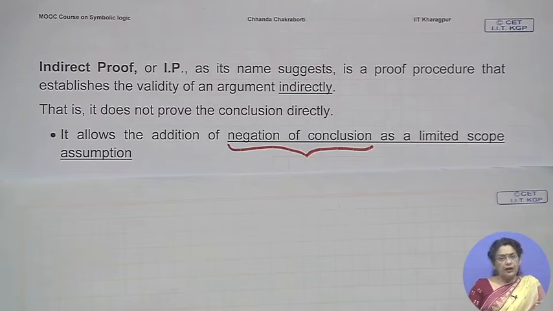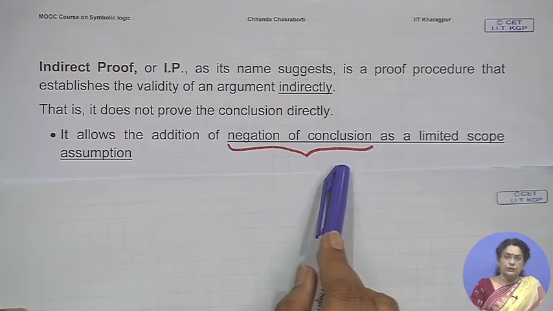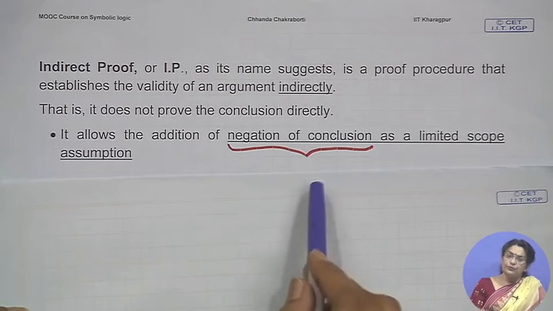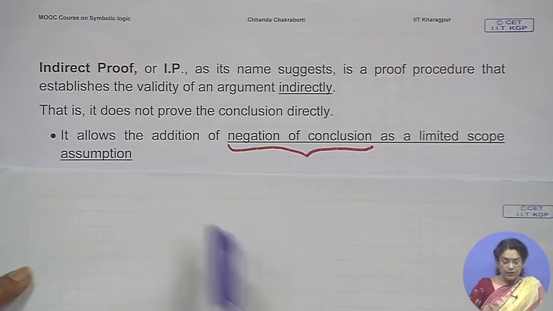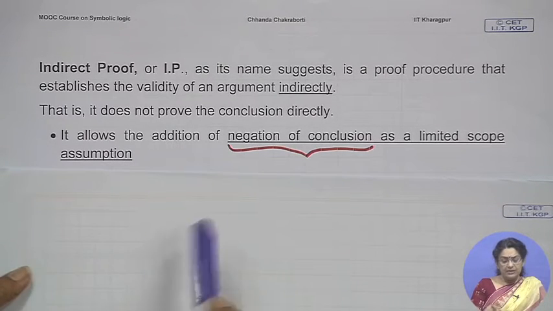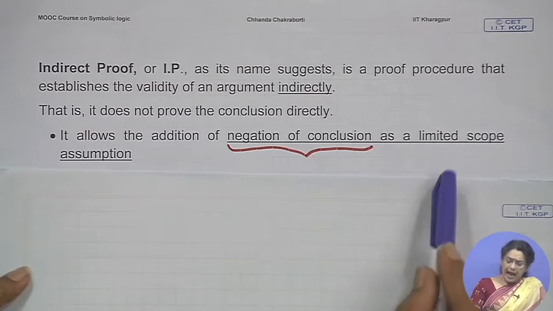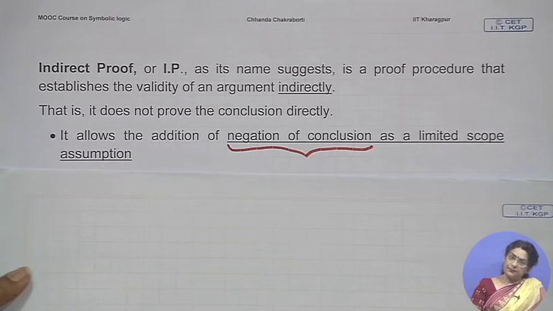So if you have the argument in front of you, instead of starting with the premises and then deriving directly the conclusion, what do you do? You take the premises, you look at the conclusion, then you add the negation of the conclusion with the premises, just like we did in the truth trees, remember. So that would be how this indirect proof would work. You have the premises, and with that you add the negation of the conclusion also as a limited scope assumption, fine.